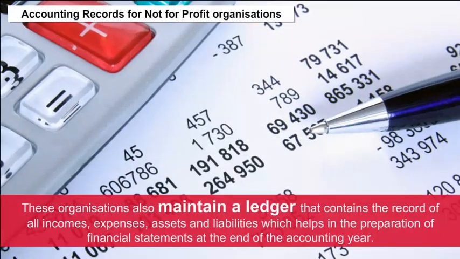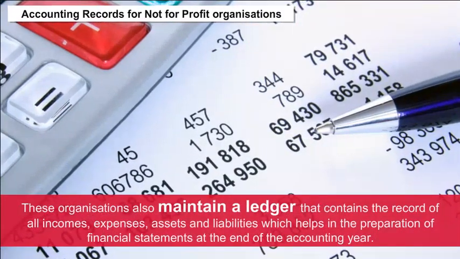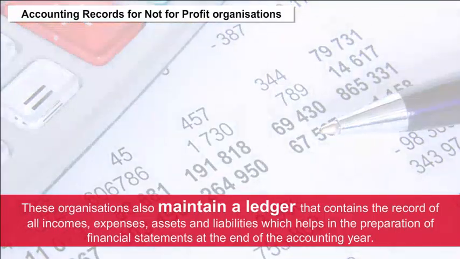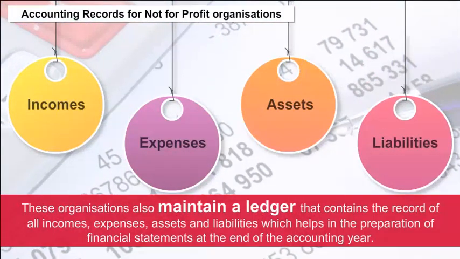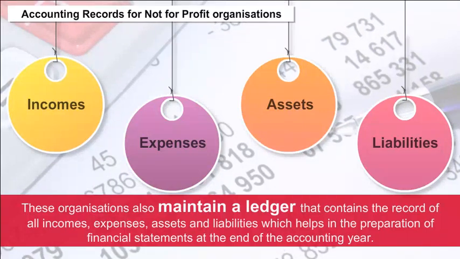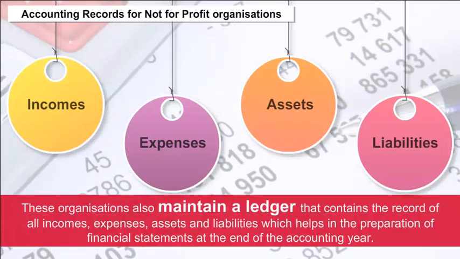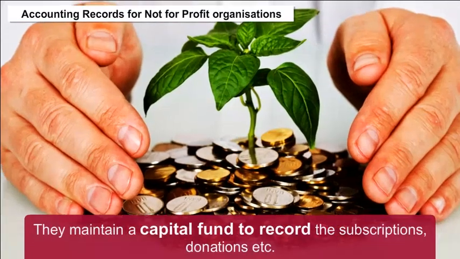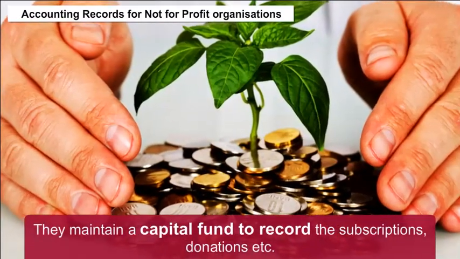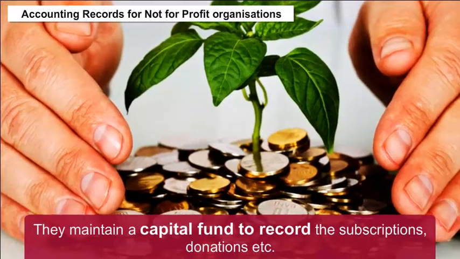These organizations also maintain a ledger that contains a record of all incomes, expenses, assets, and liabilities, which helps in the preparation of financial statements at the end of the accounting year. They maintain a capital fund to record the subscriptions, donations, etc.